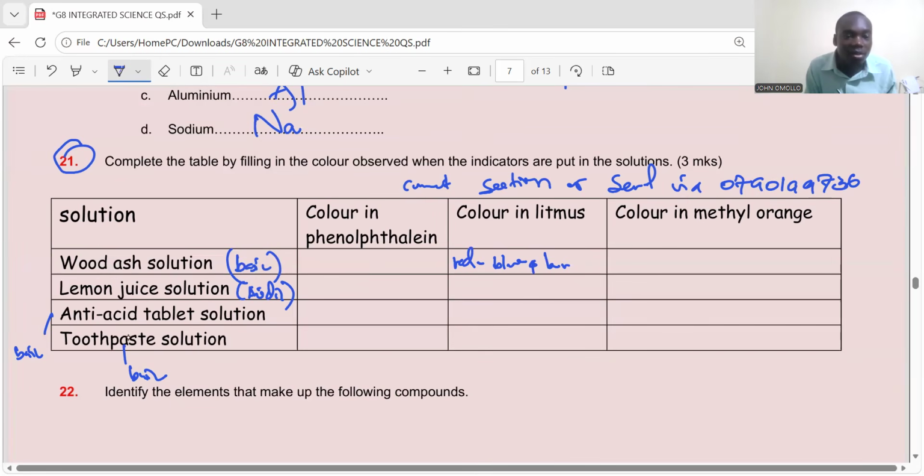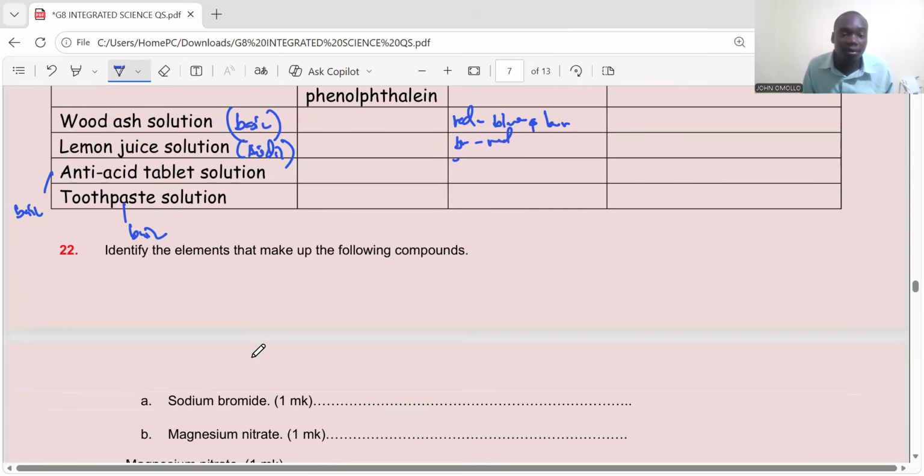When you come to lemon juice, it is acidic. So the blue litmus paper turns to red, and the red litmus paper remains red. So I expect you to answer such questions in the same manner. Are you getting that? So you just say blue, red, and so forth.